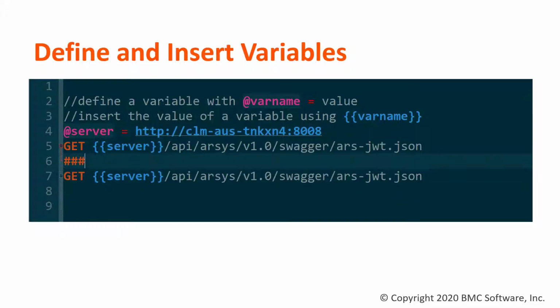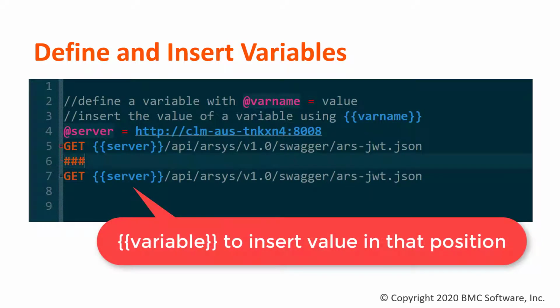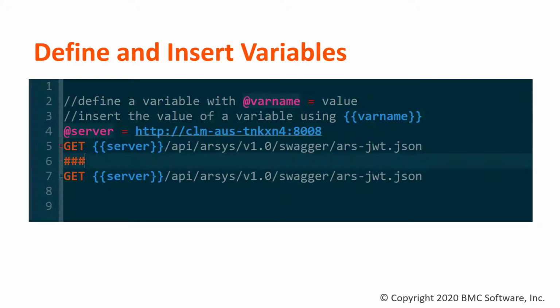Now that we know how to create multiple requests, it would be valuable to reuse information, such as the server name, in case we want to use this script in another environment. For that, you can define variables as @variableName, or you can read a variable with double curly braces and the variable name in between. This script execution is the same as the last one, but it's easier to maintain and reuse.